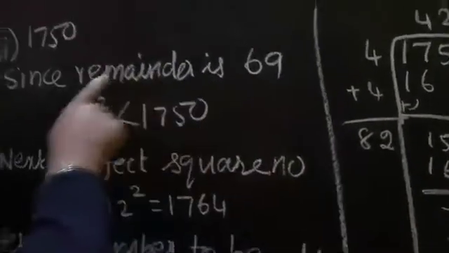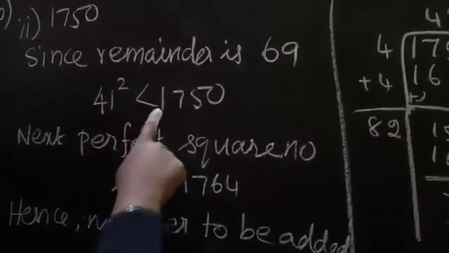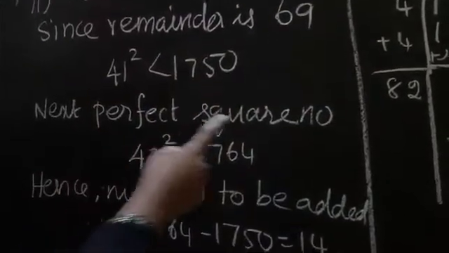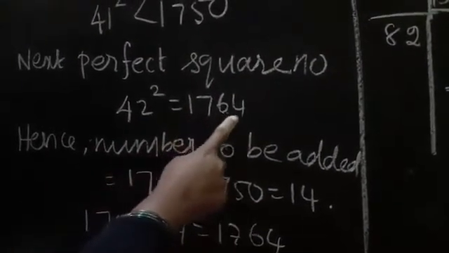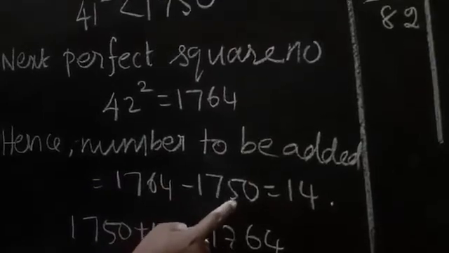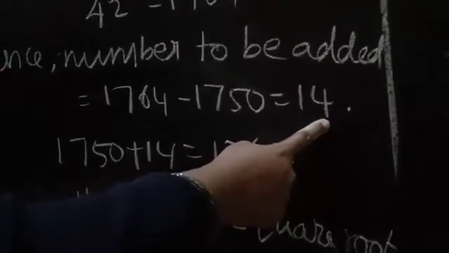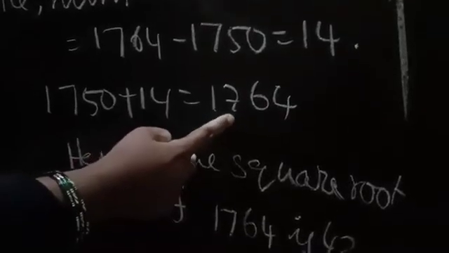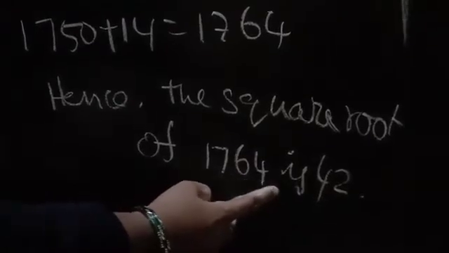So before we got remainder is 69. Therefore 41 squared is less than 1750. So the next perfect square number is 42 squared, we have to try. 42 squared is 1764. With this we have to do minus 1750 because our question is this. So we are getting 14 as remainder. So our question plus remainder, when we add, we are getting 1764. So the square root of 1764 is 42.